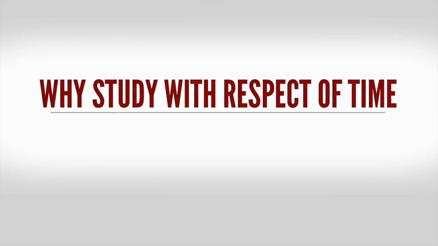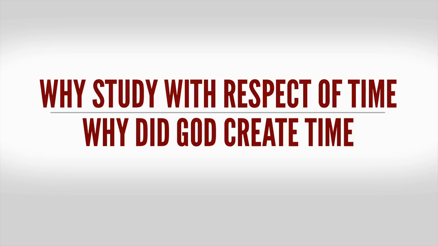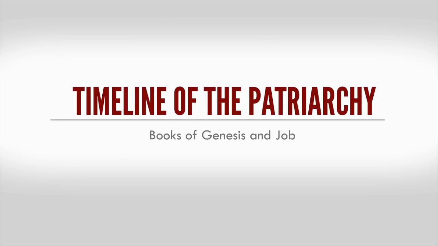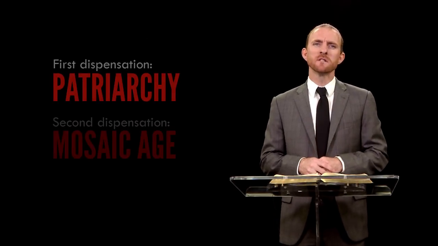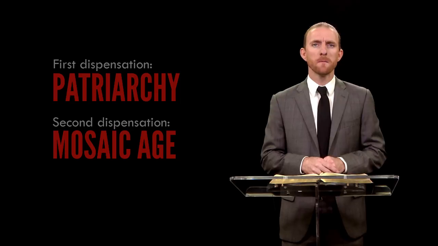In our first lesson, we examined two questions. Why study the Bible with respect to time? And why did God create time? In our second lesson, we started our timeline on the patriarchy with a particular focus on the books of Genesis and Job. In our third lesson, we examined Exodus through Deuteronomy, from Egypt to Jordan. It marked our transition from the first dispensation into the second dispensation, the Mosaic Law.